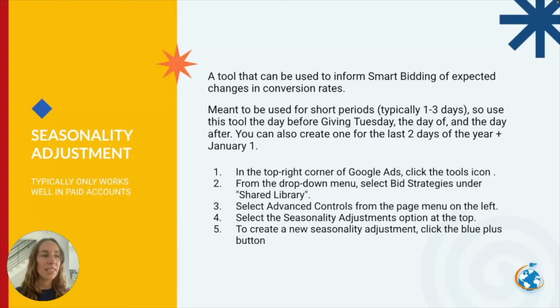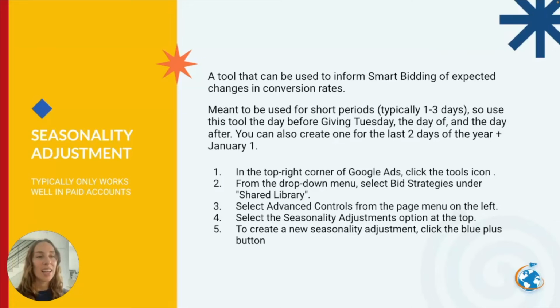But I would recommend, around Giving Tuesday, maybe even for that whole week, you can probably extend it to 5 or 7 days. And then maybe the last few days of the year plus January 1st, because we do see a lot of donations come in the first few days of January. You're just giving Google a little nudge saying, hey, we're probably going to see higher conversion rates here. It can help the algorithm understand what's going to happen, and help Google manage the budget a little bit better.